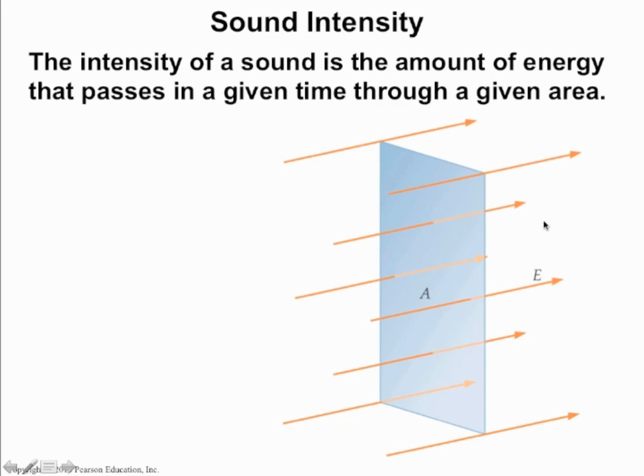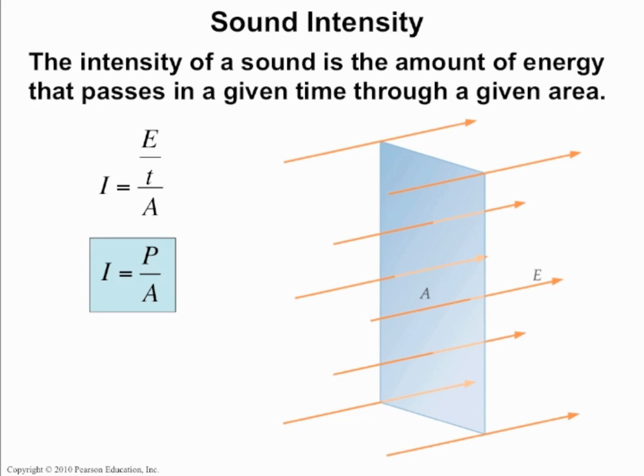Sound intensity. The intensity of a sound is the amount of energy that passes in a given time through a given area. So remember that wave energy depends on amplitude, and so loud sounds have more energy. But let's put this in terms of equations. So you can see we have energy going through a certain area per unit time. So E over T over A, just energy per unit time over area. And that brings us to intensity equals power over area, because energy over time, or joules per second if you want to put it in units, is power.